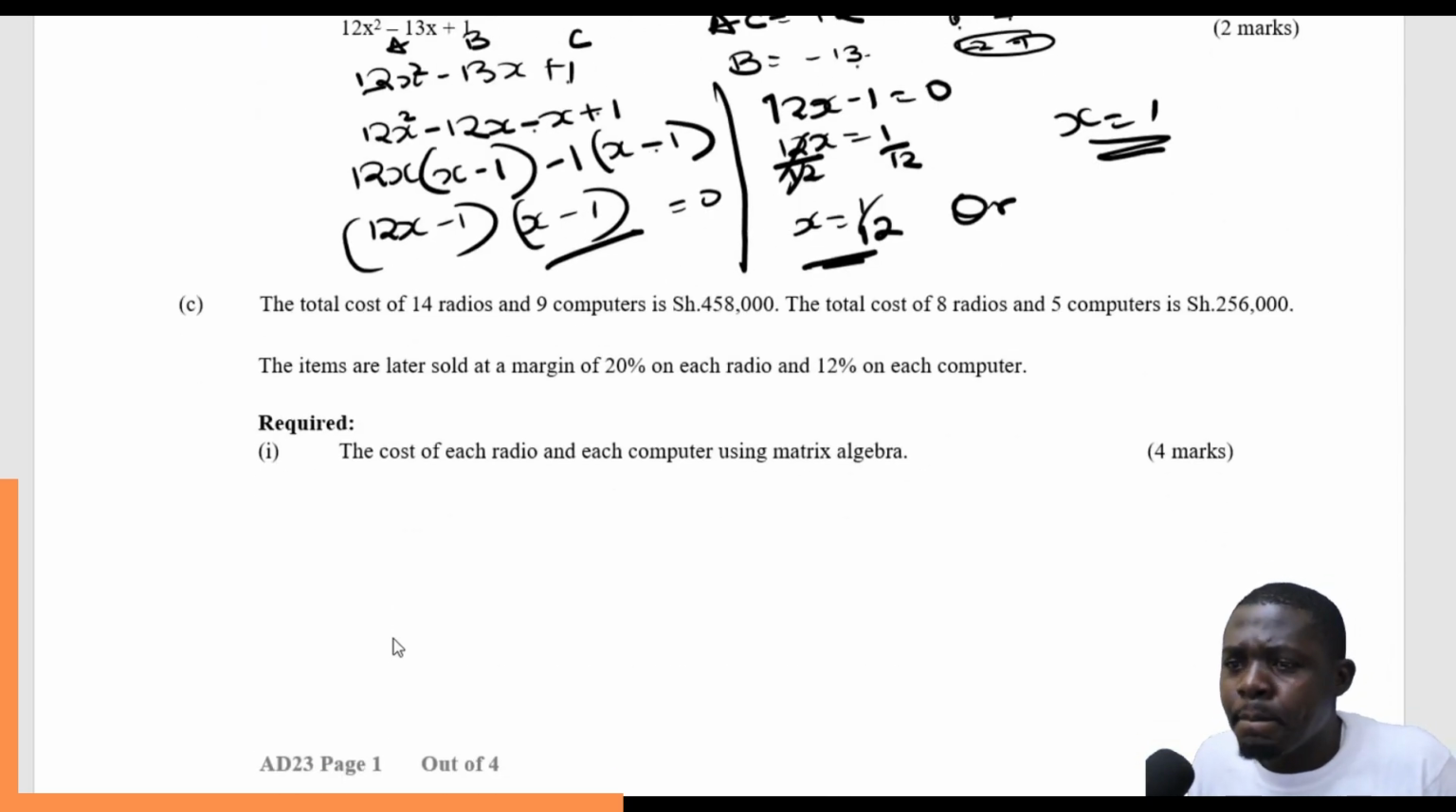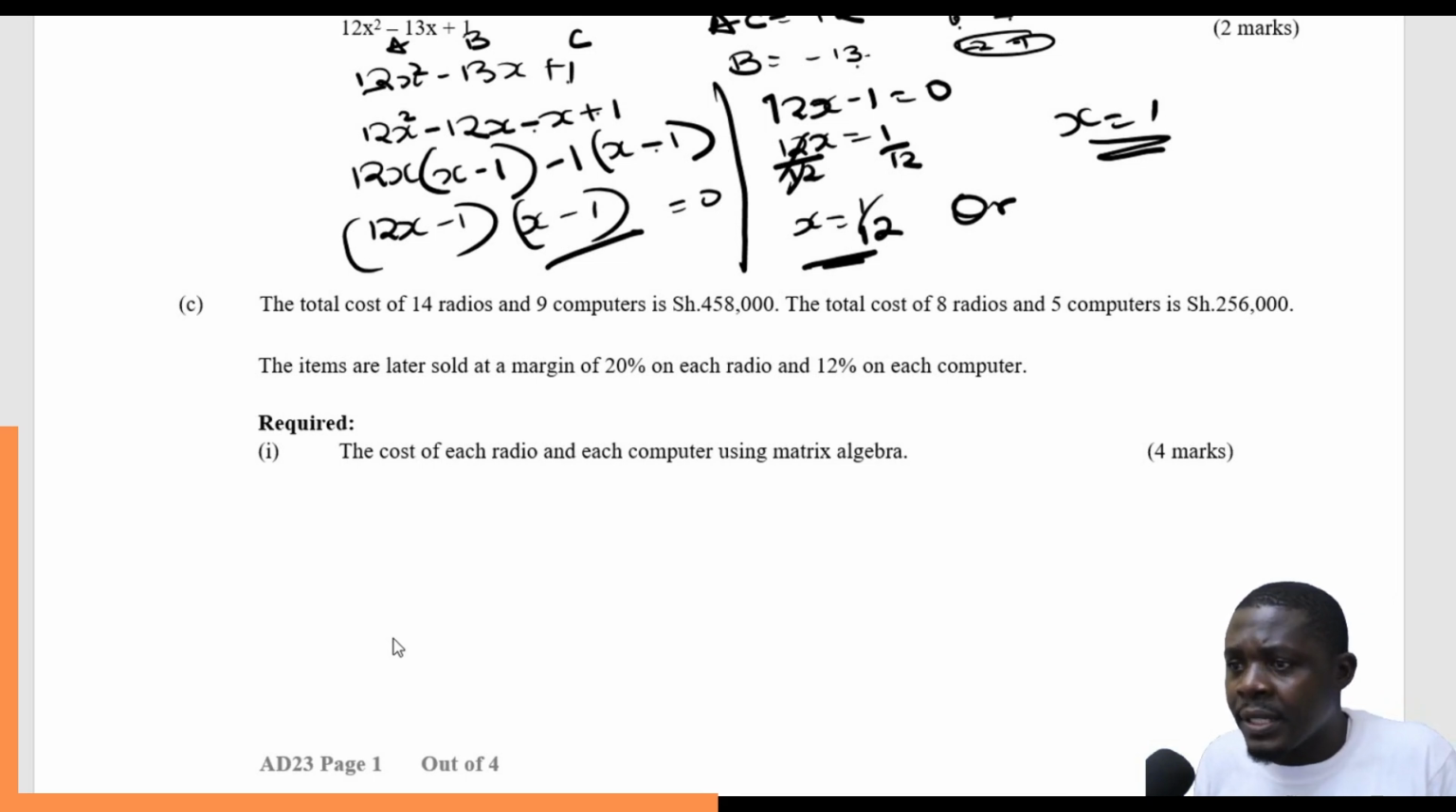Then part C: the cost of 14 radios and 9 computers is 458,000, and the total cost of 8 radios and 5 computers is 256,000. The items are later sold at a margin of 20% on each radio and 12% on each computer. Required: the cost of each radio and each computer using matrix algebra.